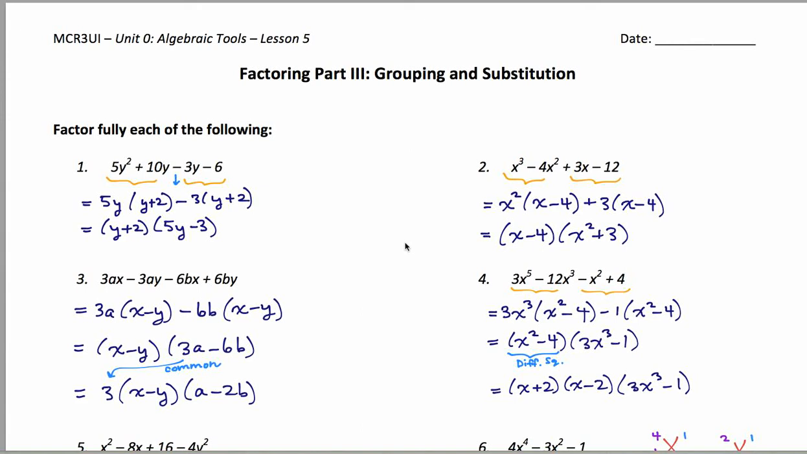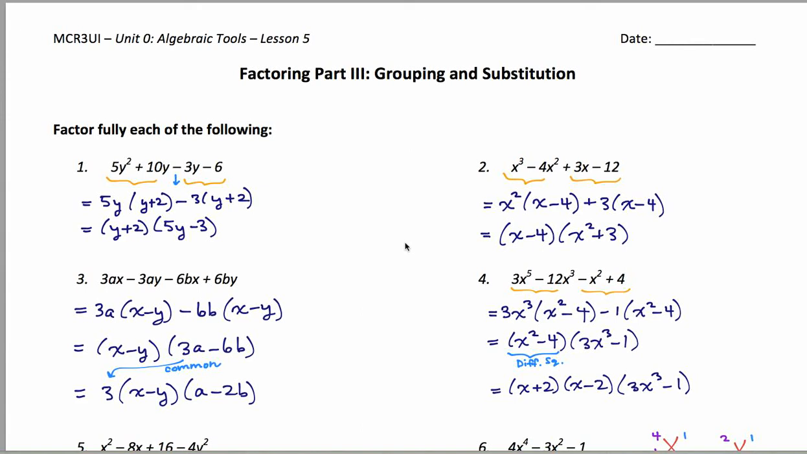Now, if you recall, we already looked at factoring by common factoring, by difference of squares, simple trinomial, and tricky trinomials. So today we're going to look at grouping and substitution. This is a type of factoring you may not have seen before in grade 10. So we're going to have a look at what happens when you have 4 or more terms. We've already looked at 2 terms and 3 terms and how to factor those.